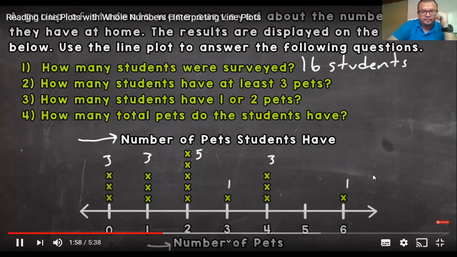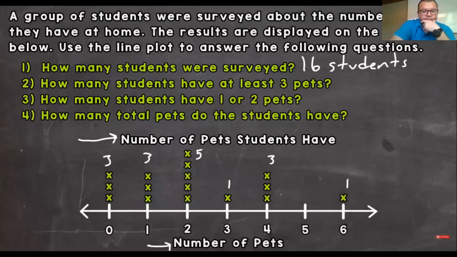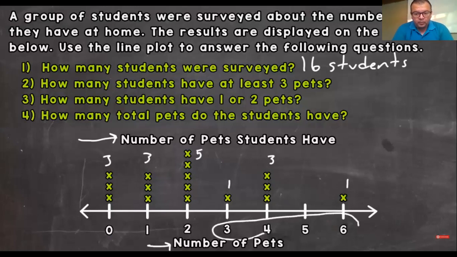We counted the total number of X's, and remember, each X represents a student that was part of that survey. So number 2, how many students have at least 3 pets? At least means 3 or more, so include 3. For at least 3, we need to look at this portion of the line plot. So we have 1 here for 3 pets, 3 for 4, and 1 for 6. So that is a total of 5 students.